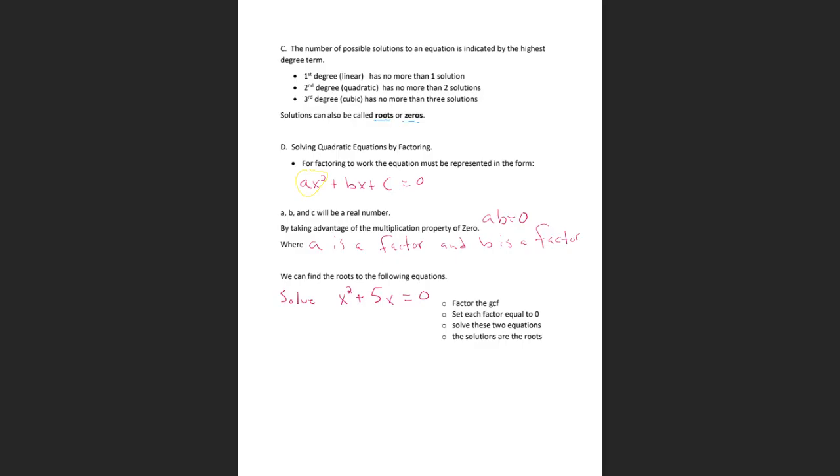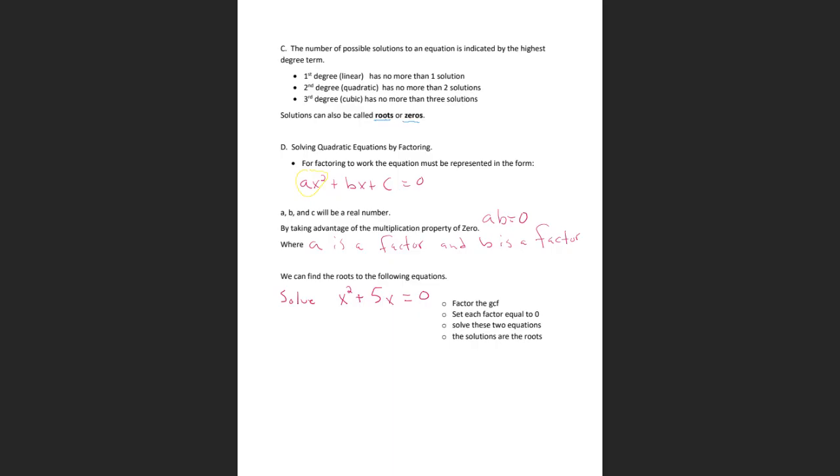A, B, and C are going to be some type of number. Again, x is our variable that we're going to be solving for. And we're going to be using the multiplication property of 0 as our strategy to solve quadratic equations by factoring. So remember, A is a factor and B is a factor. All we've got to do is pick up on that. If one of those is 0, then the whole thing becomes 0.